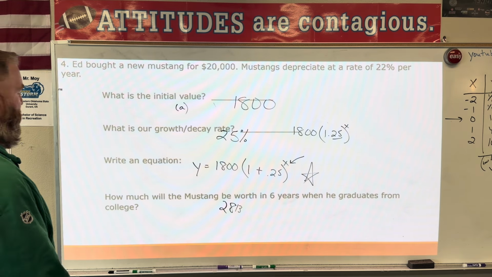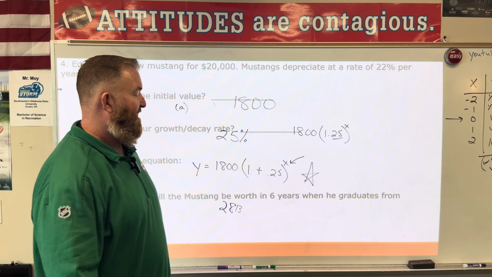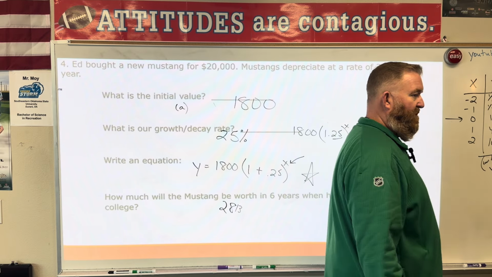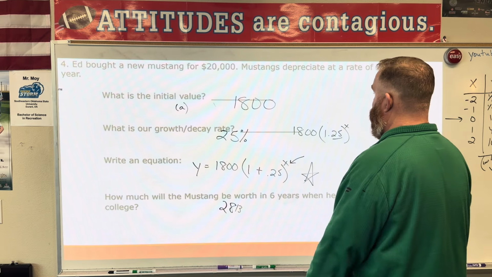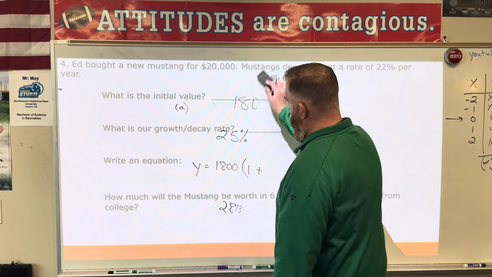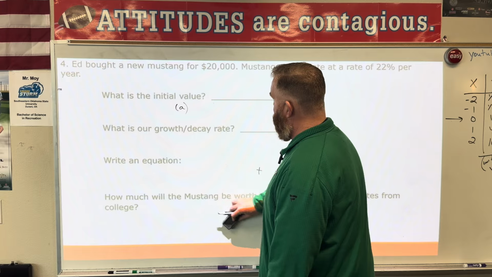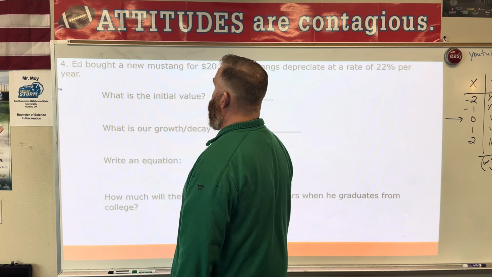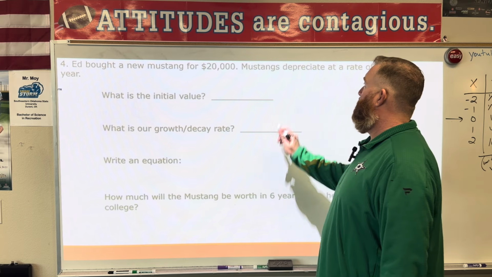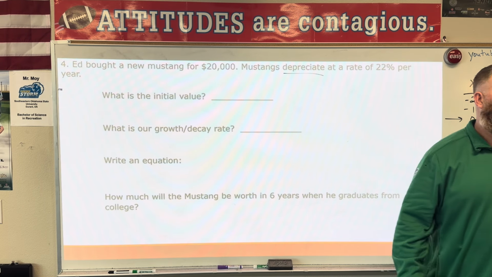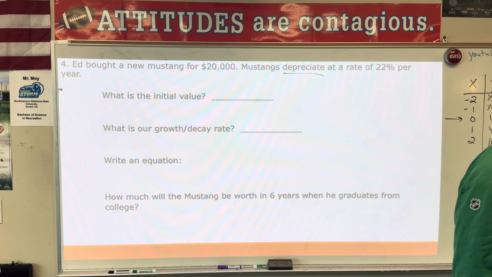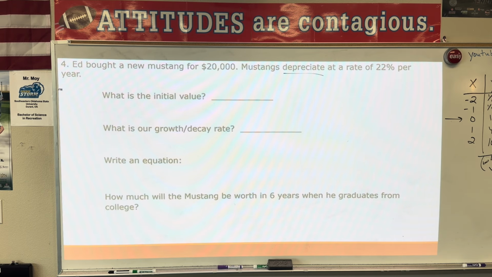Ed bought a new Mustang for $20,000. Does this sound like something you might actually do in real life? No, it's not new for $20,000. Let's say you got a used car for $20,000. He bought a Ford Mustang for $20,000. What does depreciate mean? It goes down in value. Cars usually go down in value. The more you drive it, the less it's going to be worth. That's what cars do.